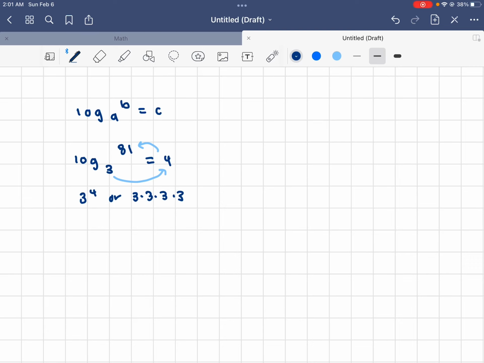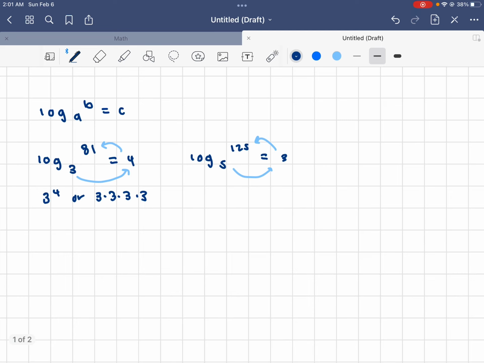We're only going to do a few of these, but log base 5 of 125 equals what? 5 to the power of what gives us 125? 5 to the power of 3 gives us 125. And then let's do another one. Log base 2 of 8. This one is simple. The answer is 3, because 2 raised to the power of 3 gives us 8. Right? Okay.